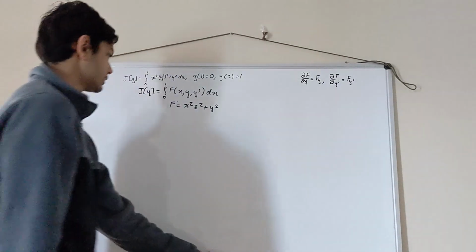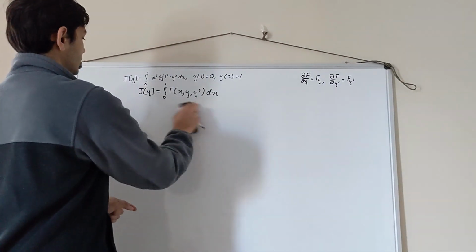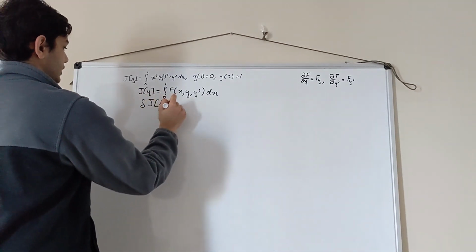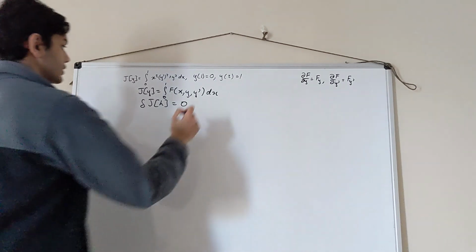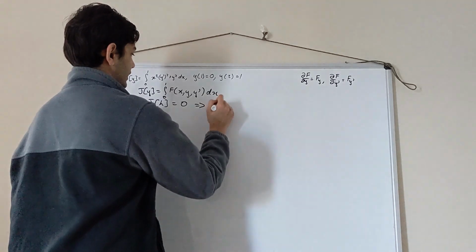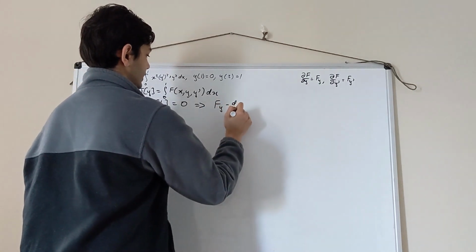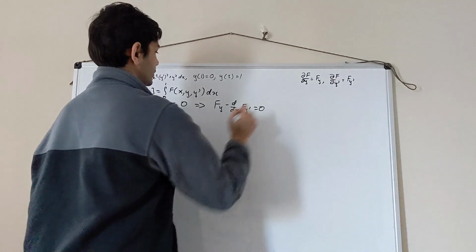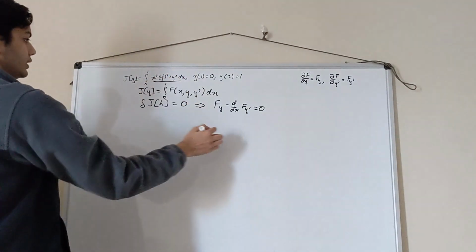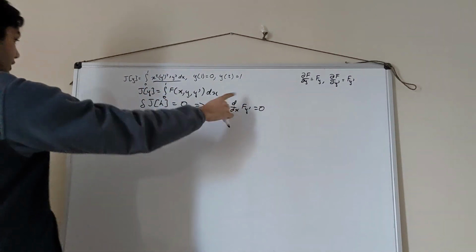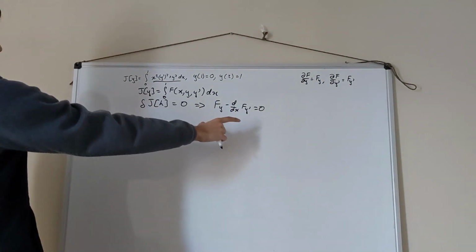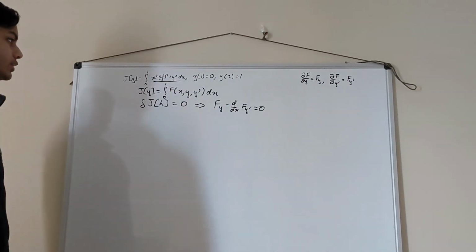In the previous videos, we saw that we want to set the first variation equal to 0, and that allows us to derive the Euler-Lagrange equation, which is f sub y minus d dx of f sub y prime is equal to 0. So you're taking the derivative of this function with respect to y, then taking the derivative with respect to y prime, differentiating that with respect to x, and setting that equal to 0. This is the Euler-Lagrange equation, so let's use that to solve this out.